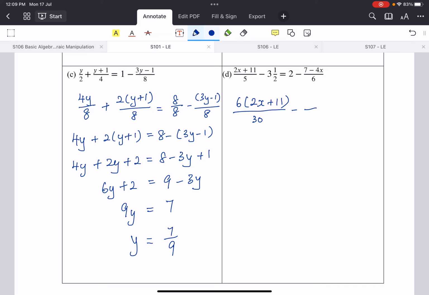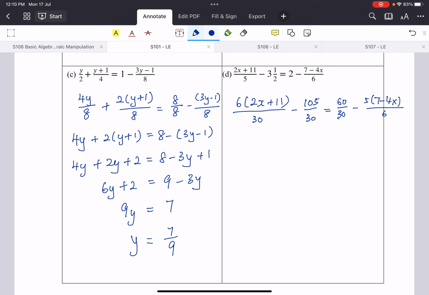7 over 2, so 2 times 15 gives us 30. So 7 times 15, 35, 105, right? 7 times 15, 105. Let me see if my mental calculation is correct, but feel free to use the calculator, right? If you have it. So this is equals to, now 2 will be 60 over 30. And this portion here will be 5 times (7 minus 4x) over 30.